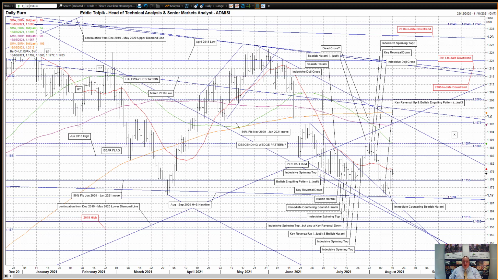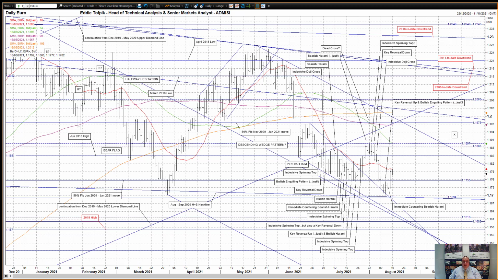I'll start with the euro against the dollar. A reactionary bullish long white Marubozu on Friday after the previous session's immediate countering bearish Harami. I suppose in some ways an unsurprising reactionary move back up in direction, if not size of the move, as the market had been so nervous, sitting so close to a number of key supports.